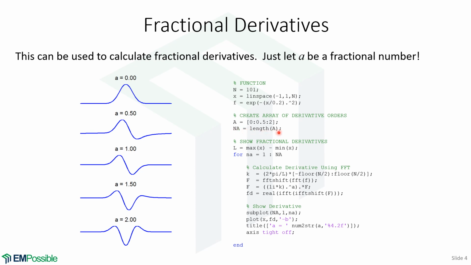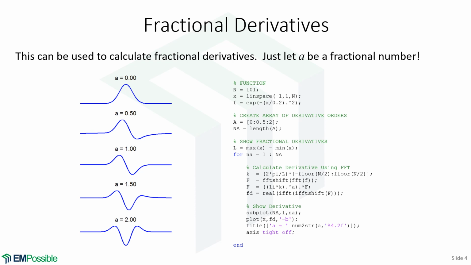And then I'll just get the length of that to see how many I'm displaying. Rather than just hard code that to a 5, now I could just change this array and it will automatically adjust and display a different number of derivatives here. Okay, now we actually want to calculate and show these. So I'll first calculate L. That's essentially the period. It's the distance from the left to the right, so I'm interpreting that as a period. Then I will set up a loop for each fractional derivative I want to calculate.